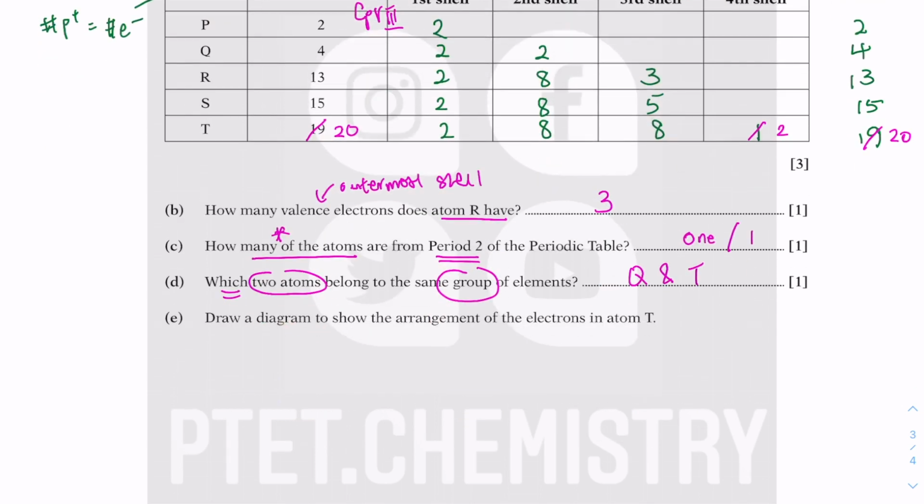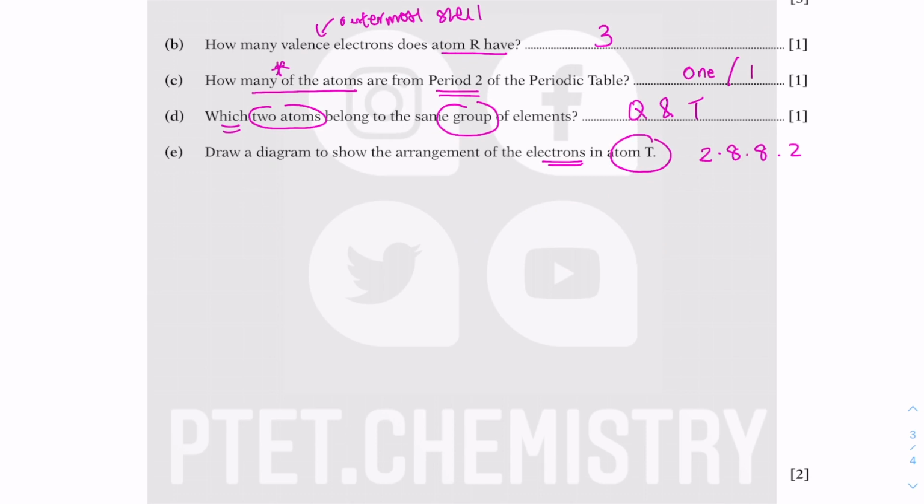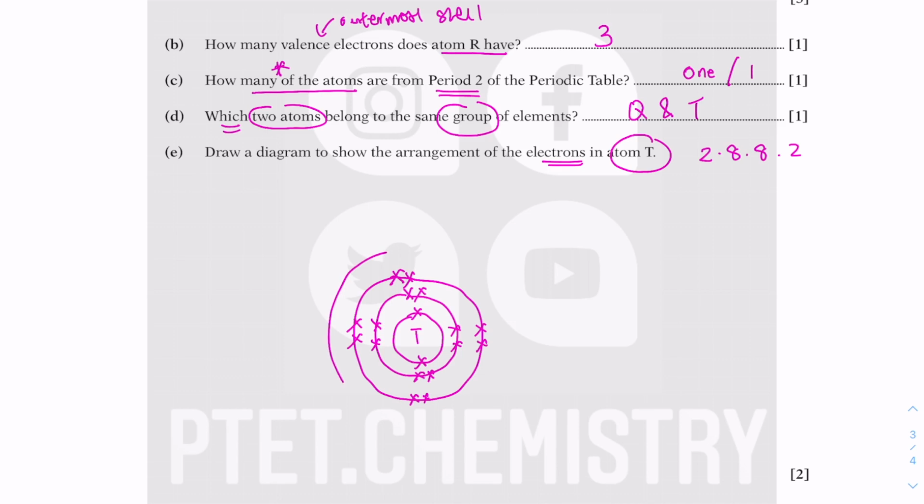Draw a diagram to show the arrangement of the electrons in atom T. In atom T, your configuration is 2.8.8.2. So if you draw the first shell, 2 electrons, then draw the second shell, 8 electrons. My circles are not perfect, but they are better than some of the worst ones I have seen. The electrons are always moving around, so it really does not matter if I put them in pairs or not.